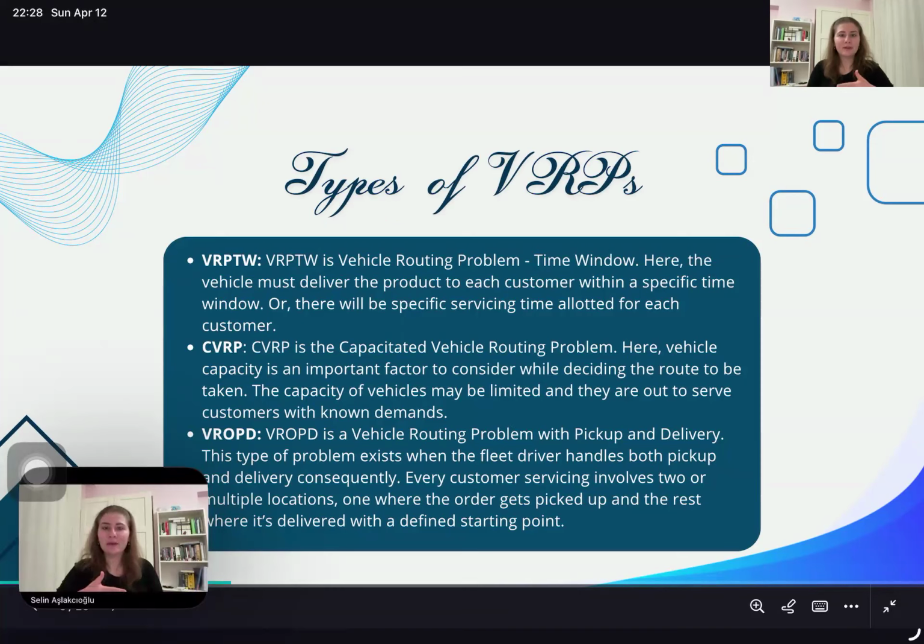First one is vehicle routing problem with time windows. In this specific type of VRP, the vehicle must deliver the product to each customer within a specific time window, or there will be a specific servicing time allocated for each customer. The second one is capacitated vehicle routing problem. Here, vehicle capacity is an important factor to consider while deciding the route to be taken. The capacity of vehicles may be limited and they have to serve customers with known demands. The third one is vehicle routing problem with pickup and delivery. This type of problem exists when the fleet driver handles both pickup and delivery consequently.